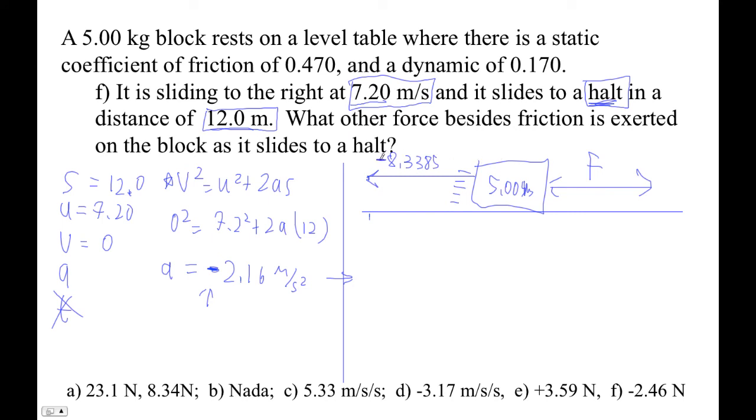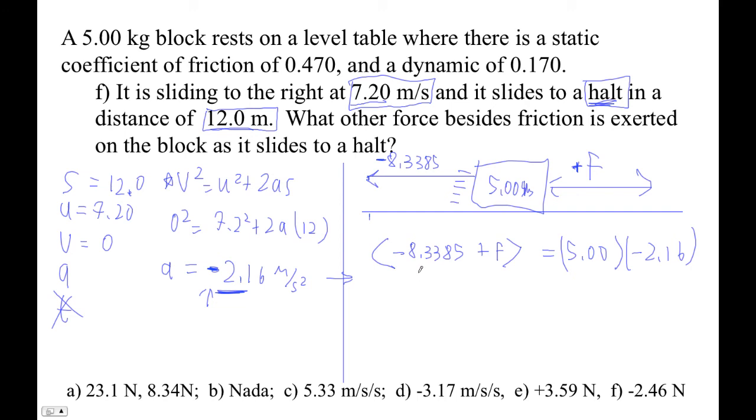That guy's going to be negative. The unknown force, all our unknown forces are always positive. And the acceleration is this, negative 2.16. So our expression looks like this: negative 8.3385 plus F is 5.00 times negative 2.16. Now, you miss that minus sign, it's all over. All this hard work. You're back on a Tuesday afternoon.